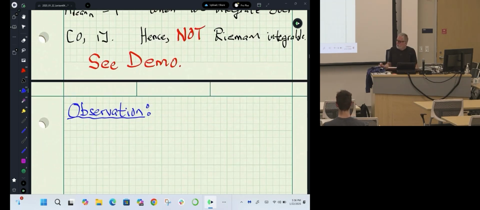So let's make an observation. It's that when we are trying to approximate area, rectangles are not very efficient.